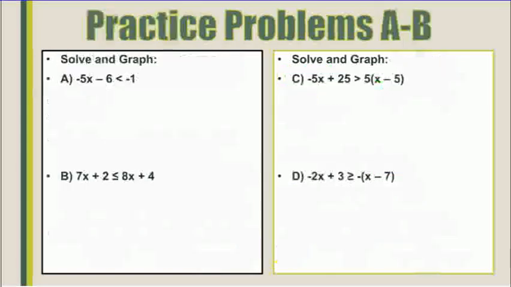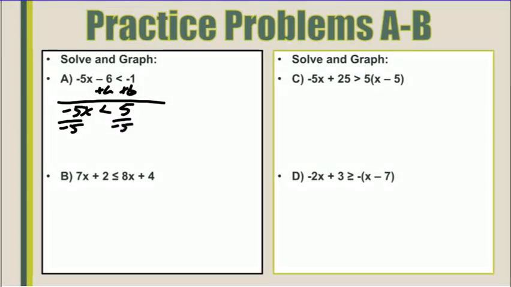And the last slide. A couple other problems. I'm going to add 6 to both sides. So negative 5x is less than negative 5, or negative 1 plus 6 is a positive 5. To get x by itself, divide by negative 5. So now I have x is greater than a negative 1. Flip the symbol because we're dividing by a negative number. We have an open circle on negative 1. Greater than means to the right.